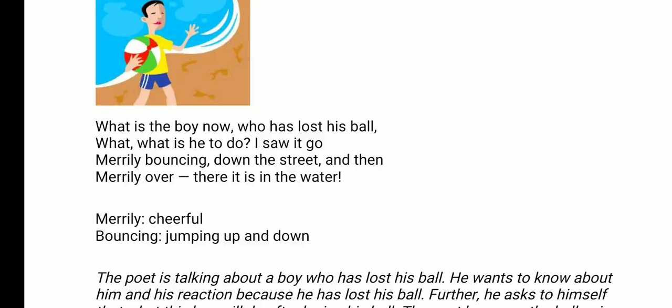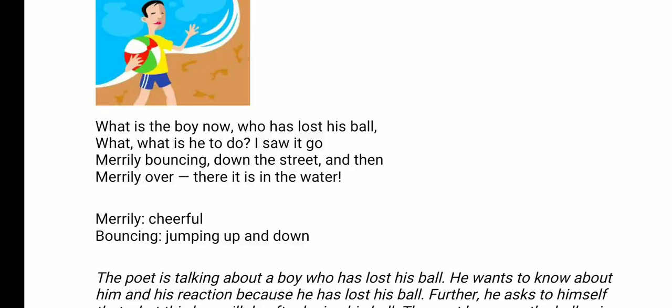The boy has lost a ball. A small child who plays with the ball has lost his ball. Now what is the condition of the boy? We have to see. I saw it go. The poet is saying, I saw it. How merrily, means very cheerfully, happily, the ball is bouncing.